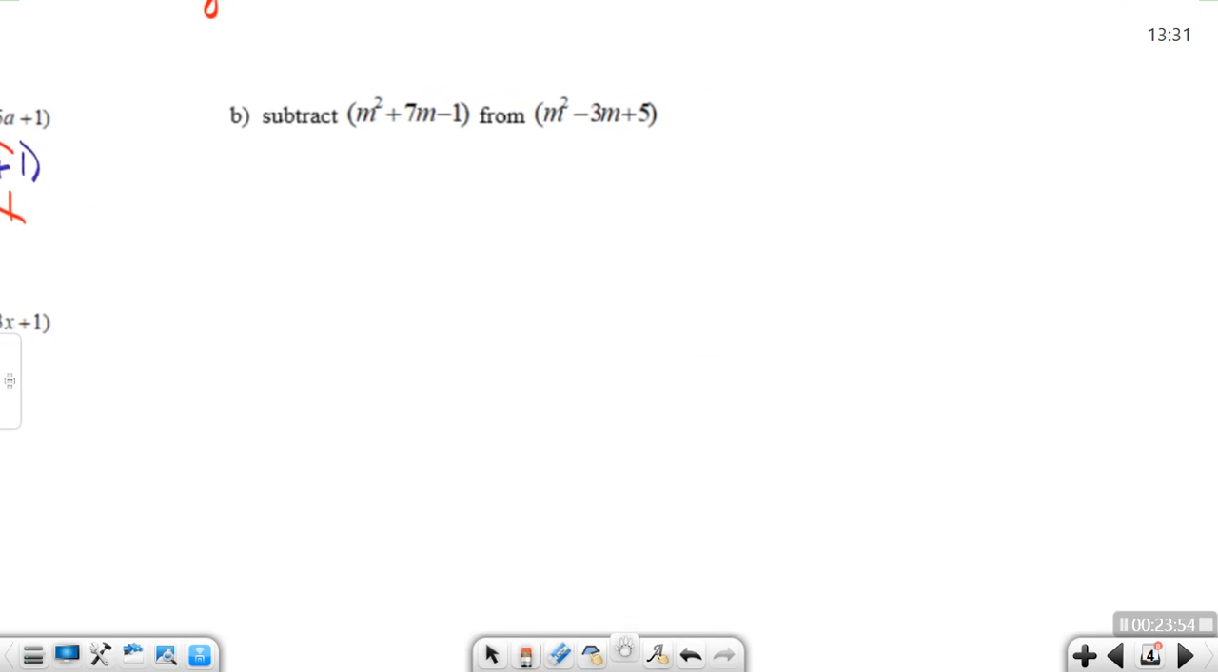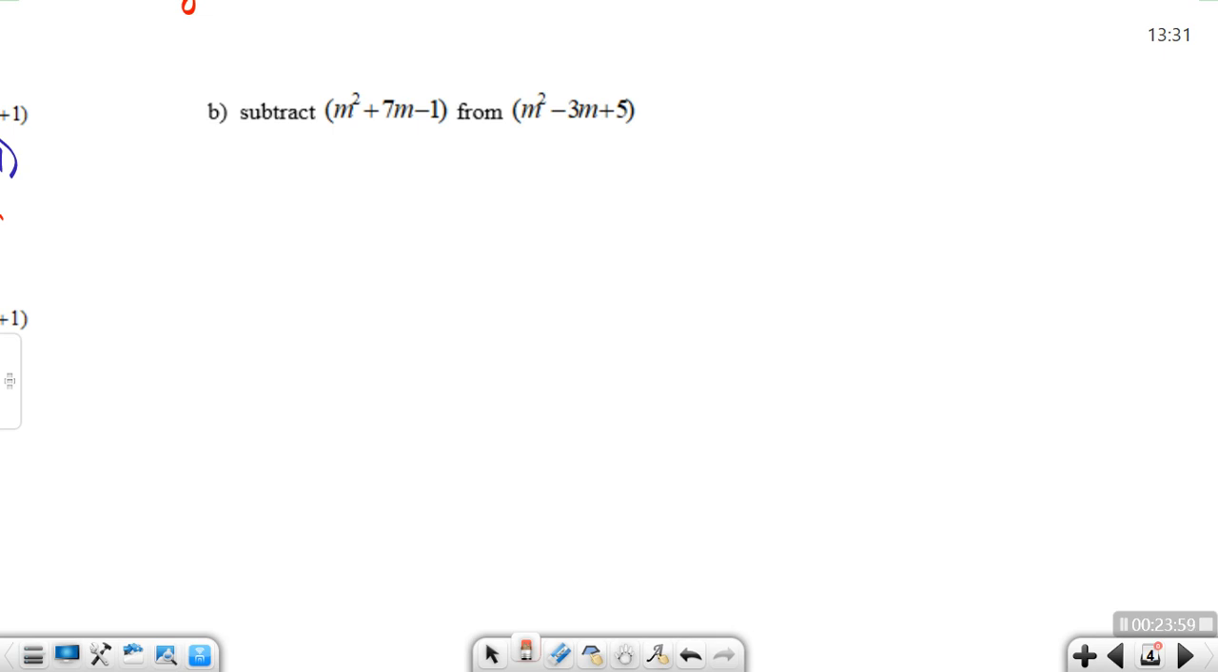So looking at B, a little bit different here. It says subtract m squared plus 7m minus 1 from m squared minus 3m plus 5. Again, guys, if you are confused, just replace them with numbers. So, I don't know, 7 and 3. Subtract 7 from 3. So from 3, I'm going to start with 3, I'm going to subtract 7.